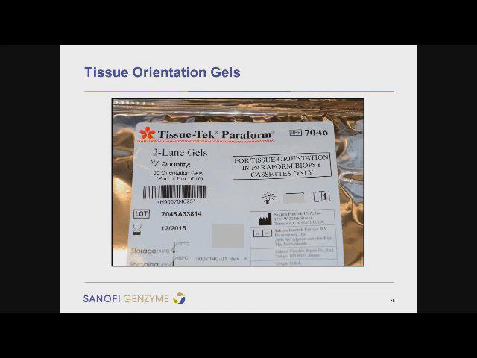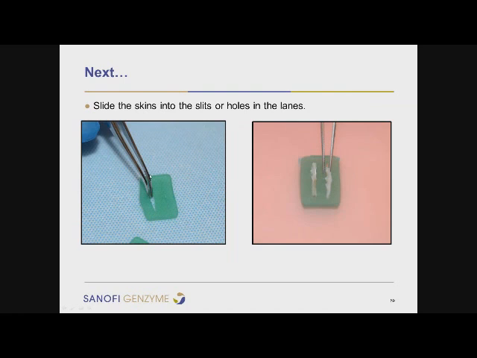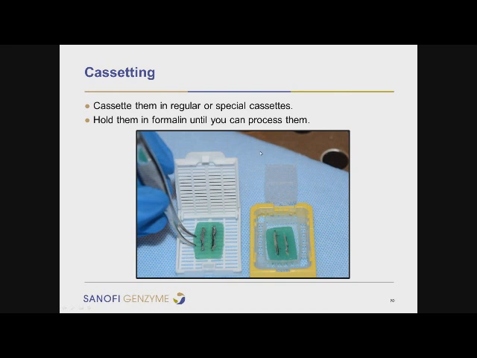So tissue orientation gels. I got these from Sakura. They're called paraffin gels, and the ones we decided to use were these 2-lane gels. And this is what the package looks like. So what I did is take the orientation gel, and I would spread them just a little bit with my forceps, and then I would slide in the mouse feet, the foot pads here, and then I would sort of push it closed a little bit, and then cassette them in either the regular cassettes or use the paraffin cassettes here. Those help to keep them even straighter, we found.